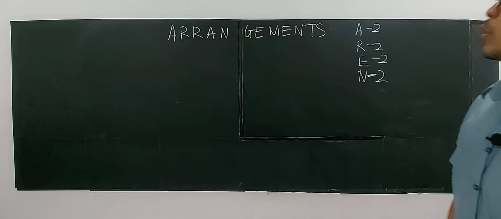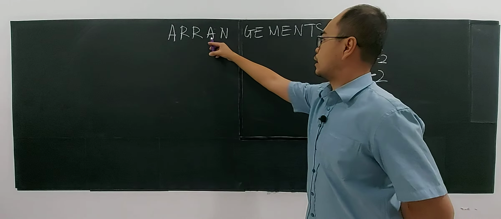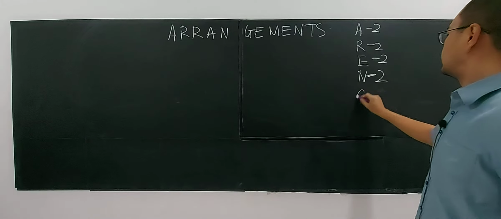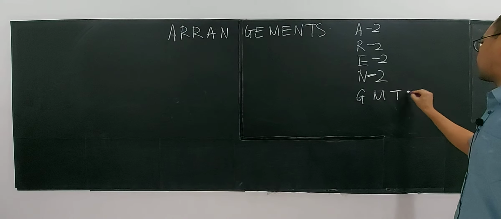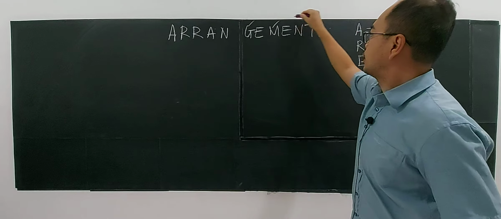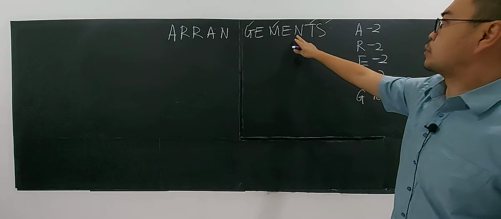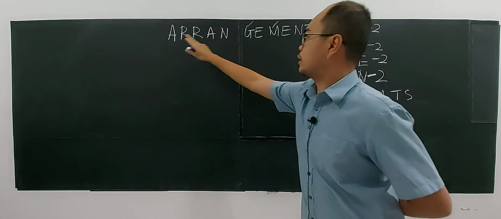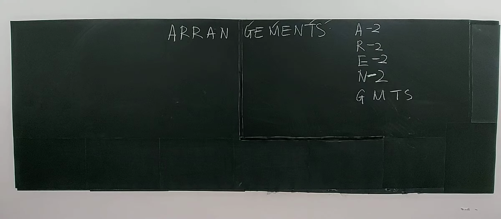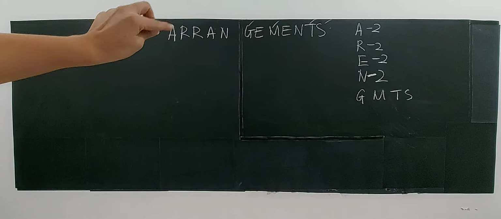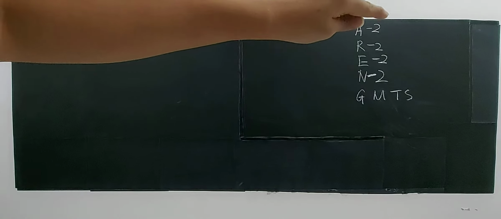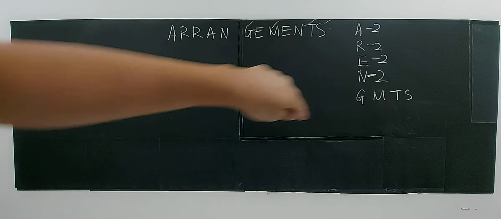I think the rest should not be repeated. So you see that G, M, T and S are not repeated, they are single. The rest will be repeated: double N, double E, double A, double R. Alright, I hope I'm not making a mistake. So there are a total of how many letters? 1, 2, 3, 4, 5, 6, 7, 8, 9, 10, 11, 12. So 8 plus 4, 12 of them.